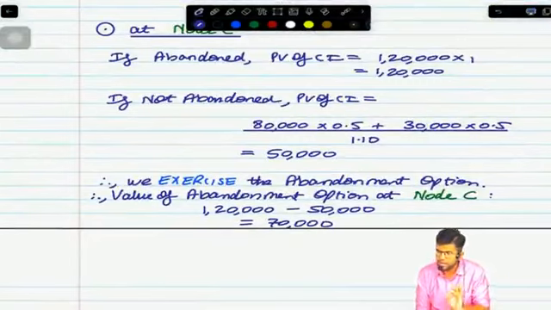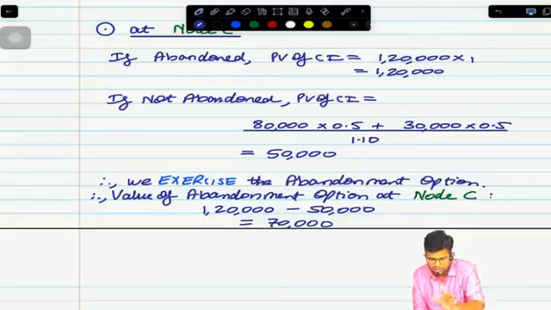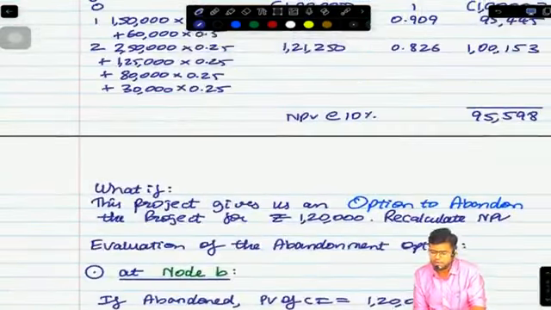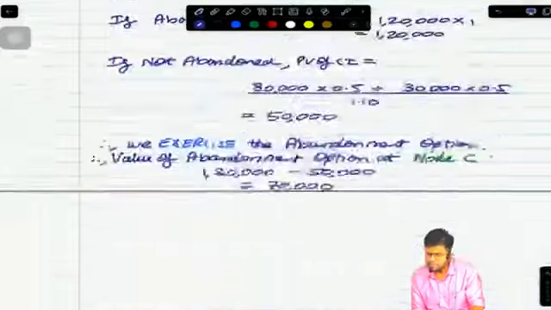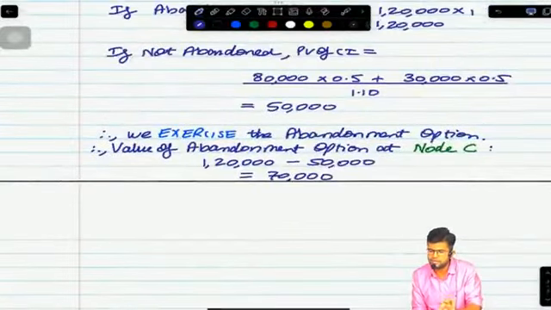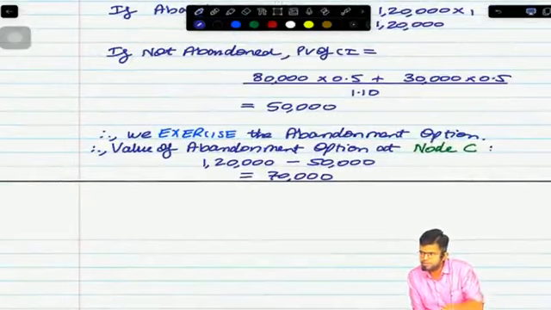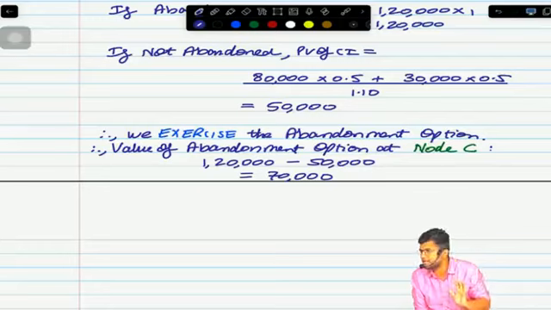Everybody clear? Now I want you to think deep and hard. I am saying, okay, my NPV without the abandonment option is 95,598. Abandonment option valuation is coming to 70,000. Can I say the NPV with the abandonment option is that 95,000 plus this 70,000, whatever, 1,65,000 is the revised NPV. Figure out what I have done wrong mathematically.